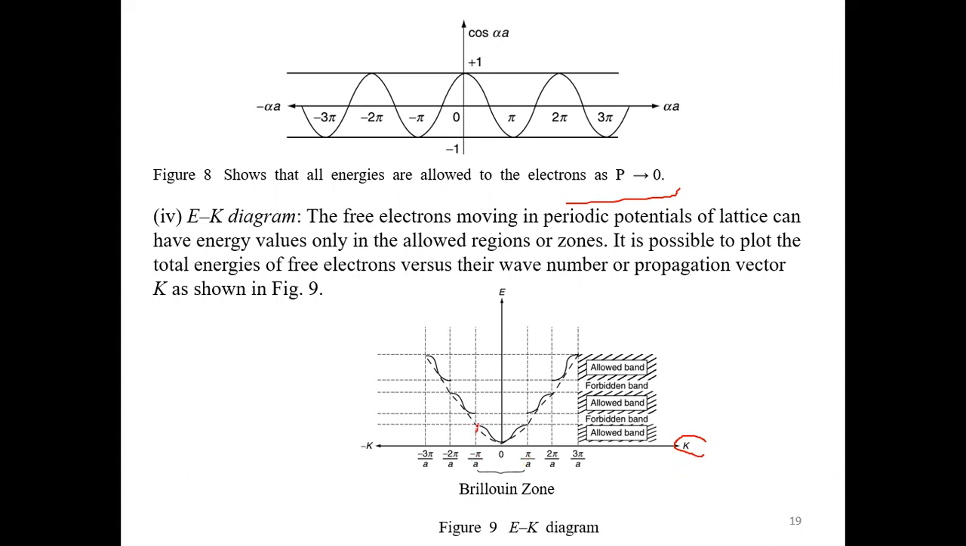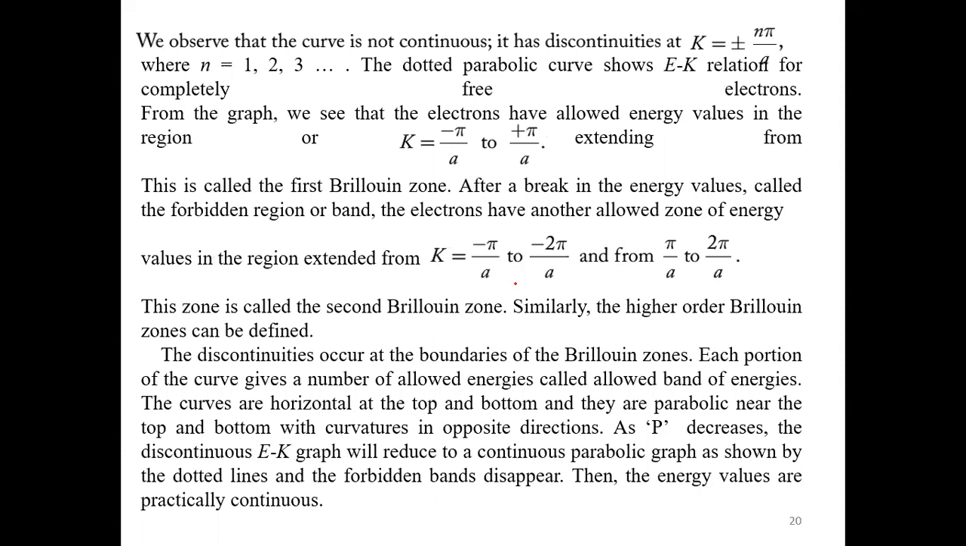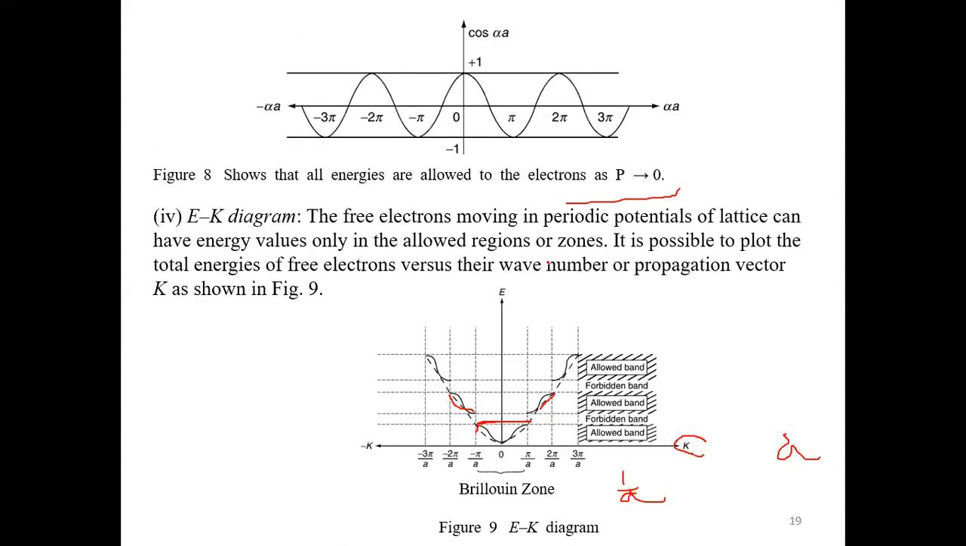Here a is called the lattice vector and 1/a is called the reciprocal lattice vector. So this one is called the first Brillouin zone. Then there is a forbidden gap, and then again an allowed band, which is called the second Brillouin zone, and third Brillouin zone, and so on. We observe that the curve is not continuous. It has discontinuities at ±π/a, ±2π/a and ±3π/a, and so on.